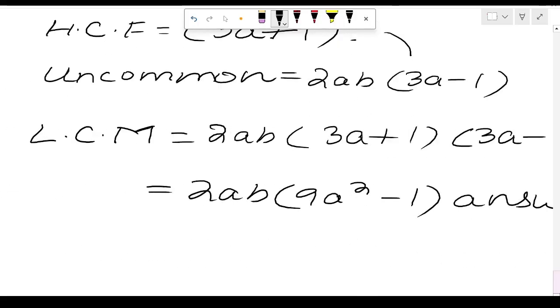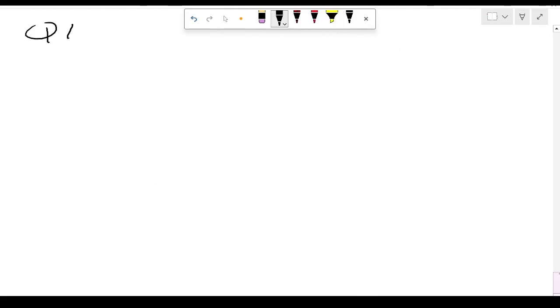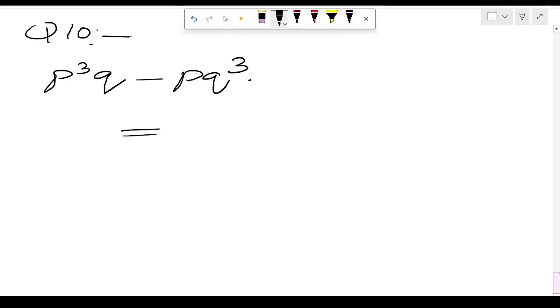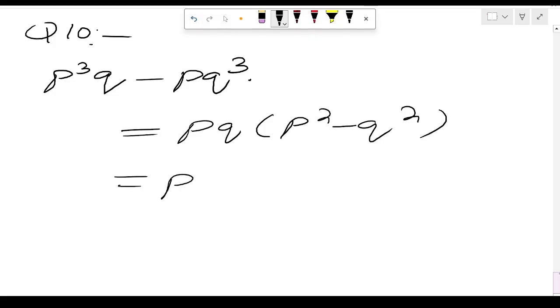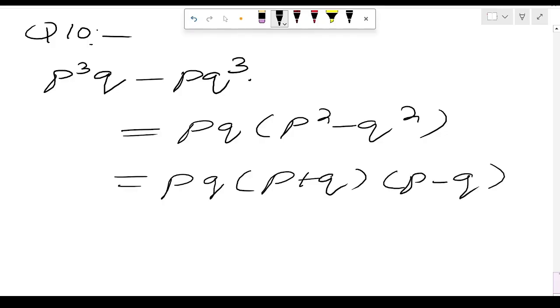Now let's move on to question number 10. In question number 10, the first expression is p cube q subtracted from pq cube. Now we need to factorize this expression. So common between these two is p and q, and then inside we will write p square minus q square. So p square minus q square is equal to p plus q and p minus q. So pq bracket p plus q and p minus q. This is our first factor.